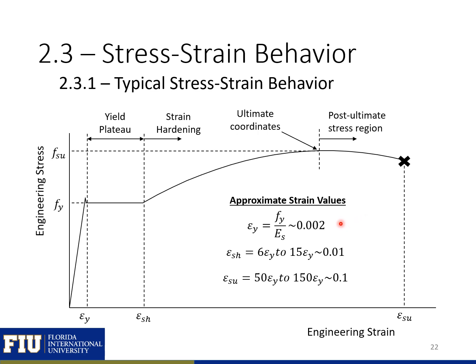Our yield strain is going to be around 0.0021 or 0.0206 strain. Our strain hardening region is going to start at around 0.01, and our ultimate strain will be around 0.1 strain.